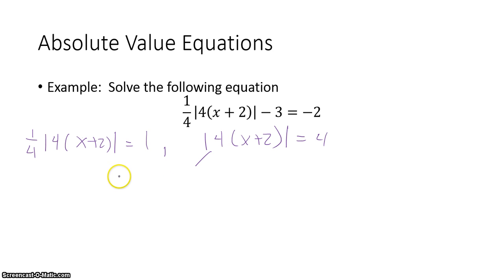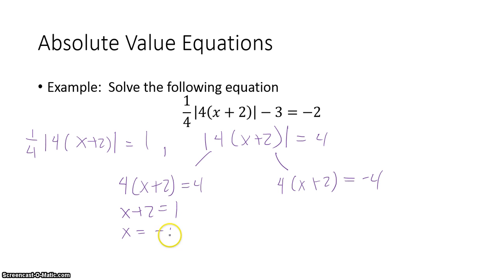One, rewriting it as it is without the absolute value, so 4 times x plus 2 equals 4. And once, leaving what's inside the absolute value the same, but changing the sign of the number outside. So solve each of these. x plus 2 equals 1, x equals minus 1. x plus 2 equals minus 1, x equals minus 3. And our solution is x equals minus 1 or minus 3.